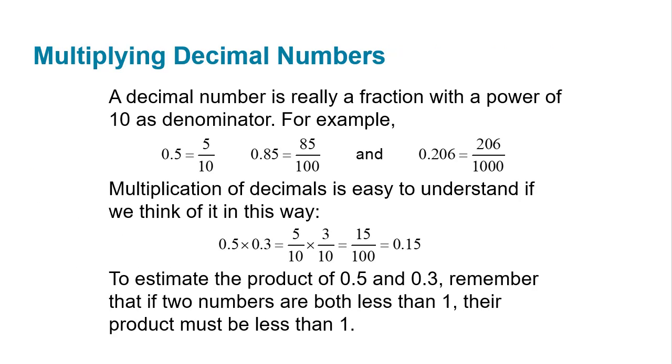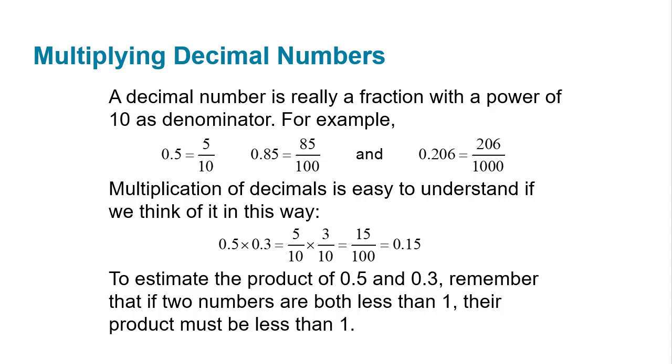So we need to remind ourselves that decimal numbers are really just fractions in disguise, right? So 0.5 is 5 tenths, 0.85 is 85 one hundredths, and so on and so forth. So when we're taking 0.5 times 0.3, we're really taking 5 tenths times 3 tenths, and we know when we multiply fractions, you multiply the top to get 15, you multiply the bottom to get 100, so you get 15 over 100, which is 0.15.